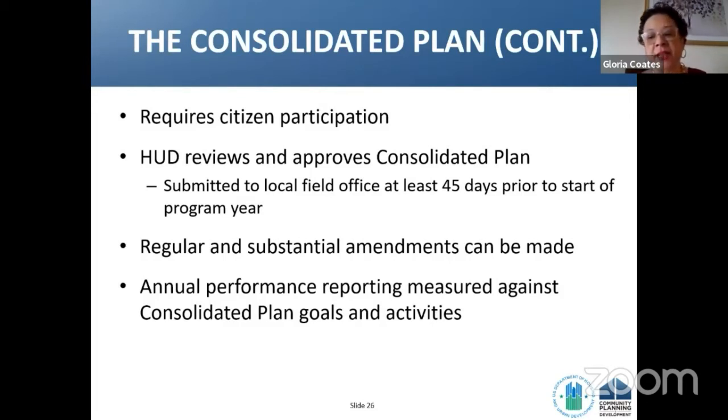We'll get into the CARES Act in a minute because it actually gave a whole 1-year extension, but you notice they didn't change that August 16th date. Grantees can make, as you know, regular substantial amendments to its consolidated plan as well as the annual action plan. When the grantee prepares its CAPER, which we'll get into in a few minutes, what's in that consolidated plan with those strategic goals and the activities that they carried out, they're measured against what the grantee actually did.